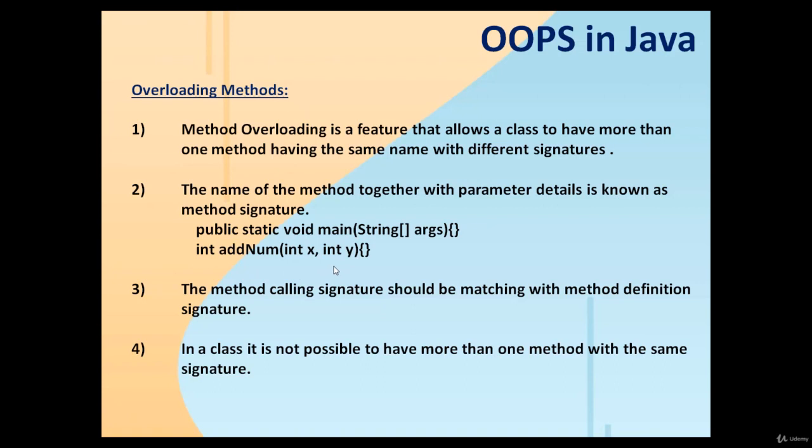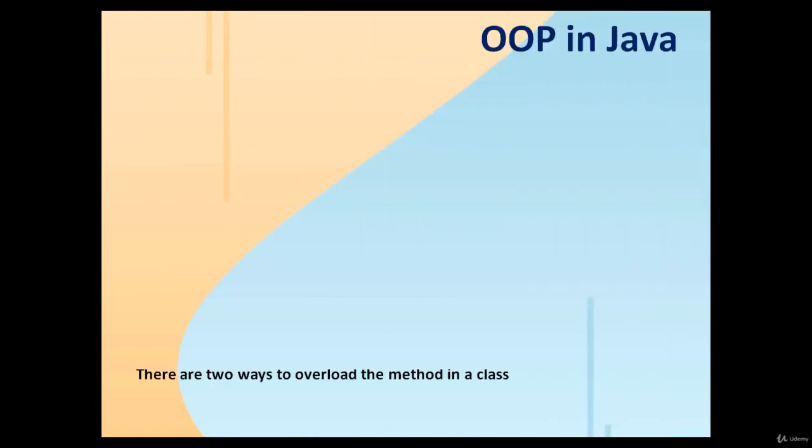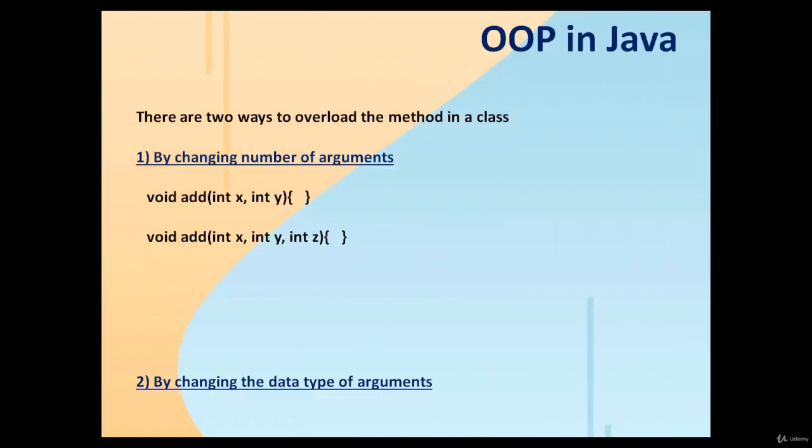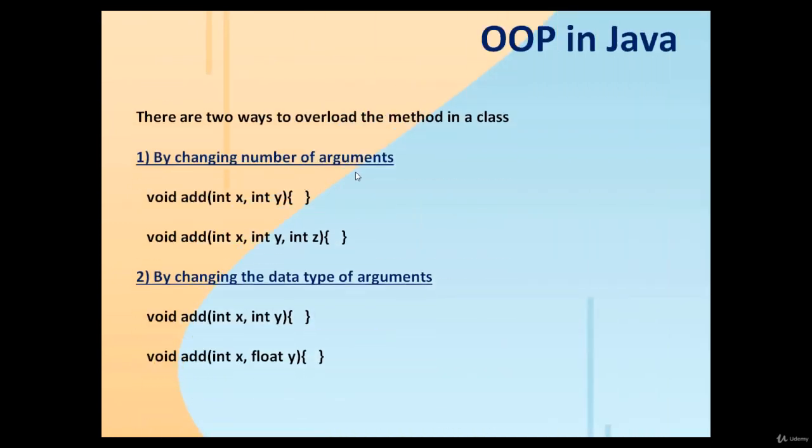So overloading methods are nothing but, in a class, more than one method with the same name but with different signatures, meaning the name of the method together with the argument details. And this overloading may happen in two ways. One is by changing the number of arguments. In this add method, the signature is add with two integers. The next add method is add with three integers.